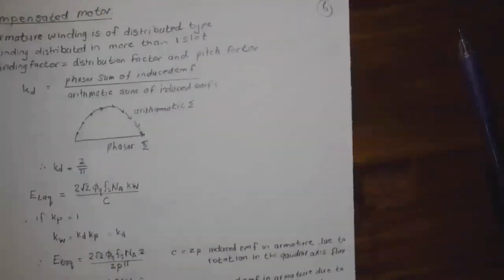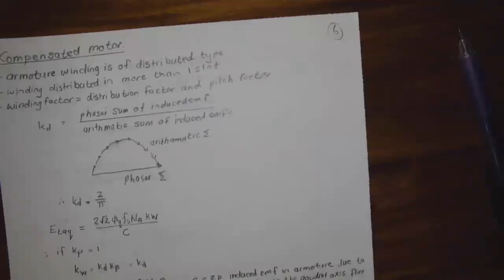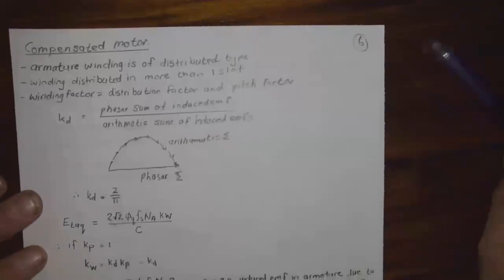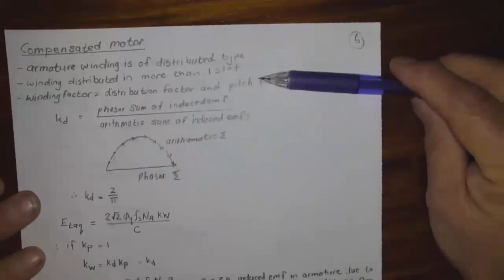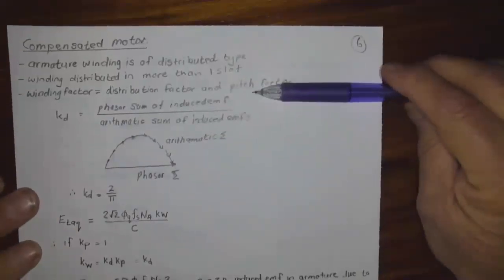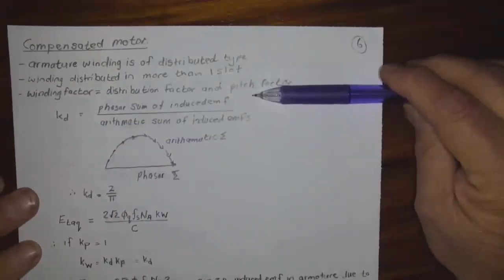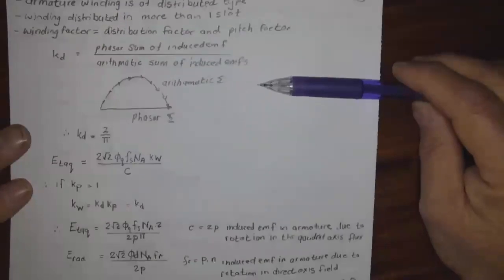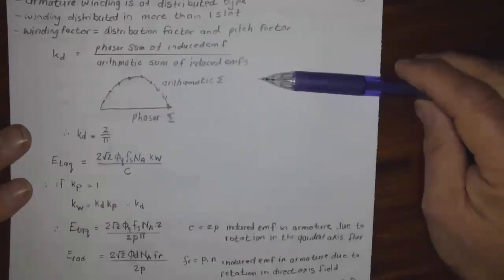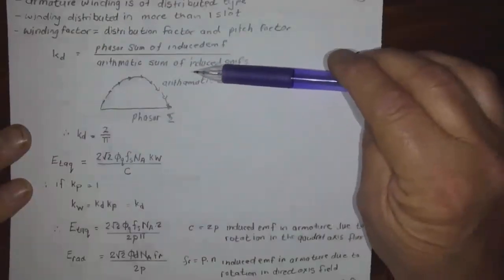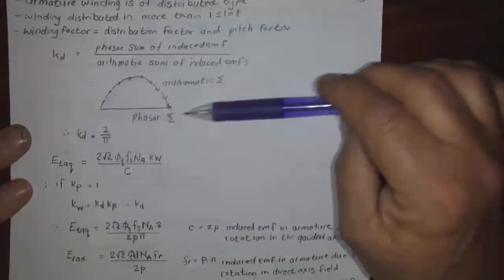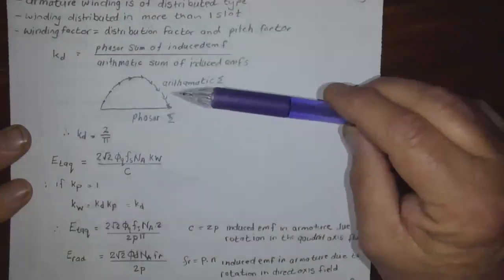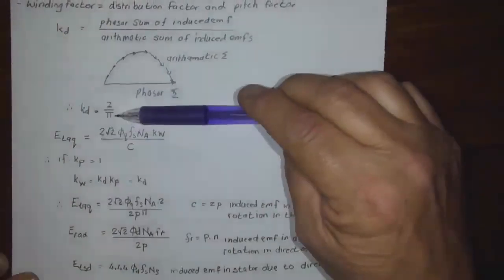Now for a compensated motor, the armature winding is of the distributed type. Winding distributed in more than one slot, and the winding factor equals the distribution factor and pitch factor. So there we have KD is the phasor sum of the induced EMF divided by the arithmetic sum of the induced EMFs. So those are the arithmetic, and that is the phasor voltage. So KD is equal to 2 over pi.